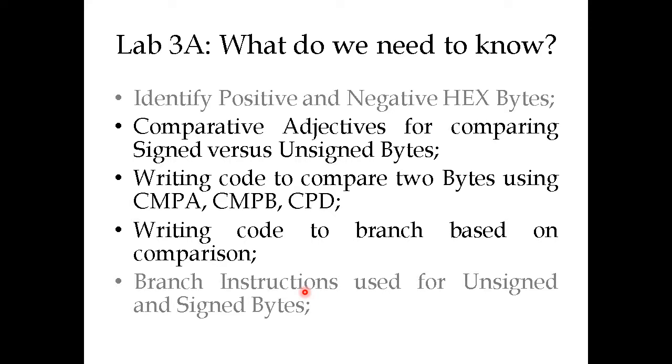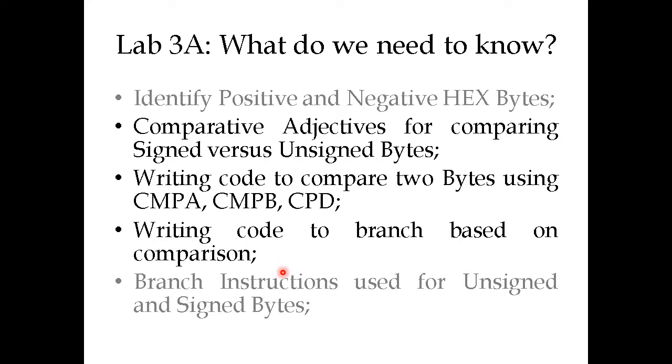Now, out of this list, I'm actually opting out the first and last one because the first one you already know how to do, right? How to identify the positive and negative bytes. So we are not going to discuss that. The last one, we also remember at the very beginning when we first talked about the branch instructions, I showed you in one slide that we have a list of branches where some work for unsigned numbers, some work for signed numbers, some work for both. So we already know all of these, so I'm not going to go over those again, but we'll talk about the most important ones which are in the middle.